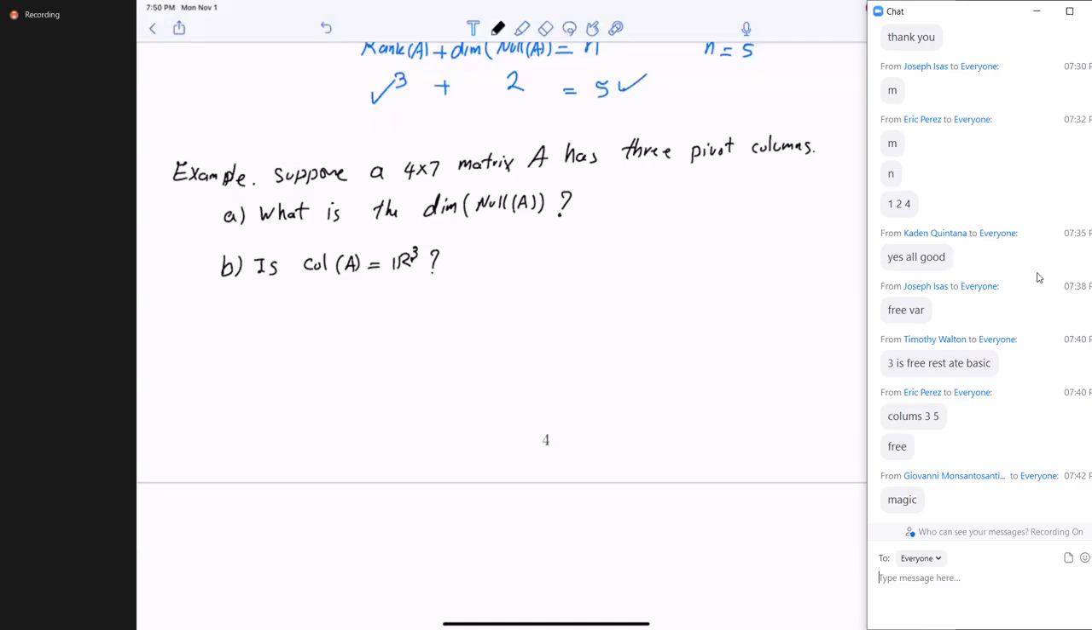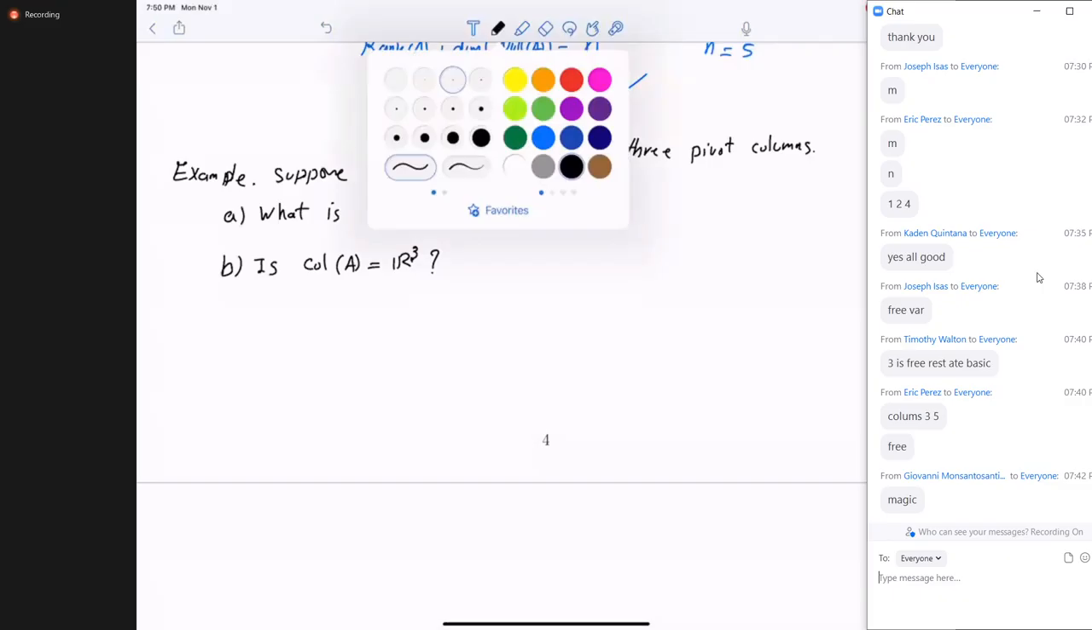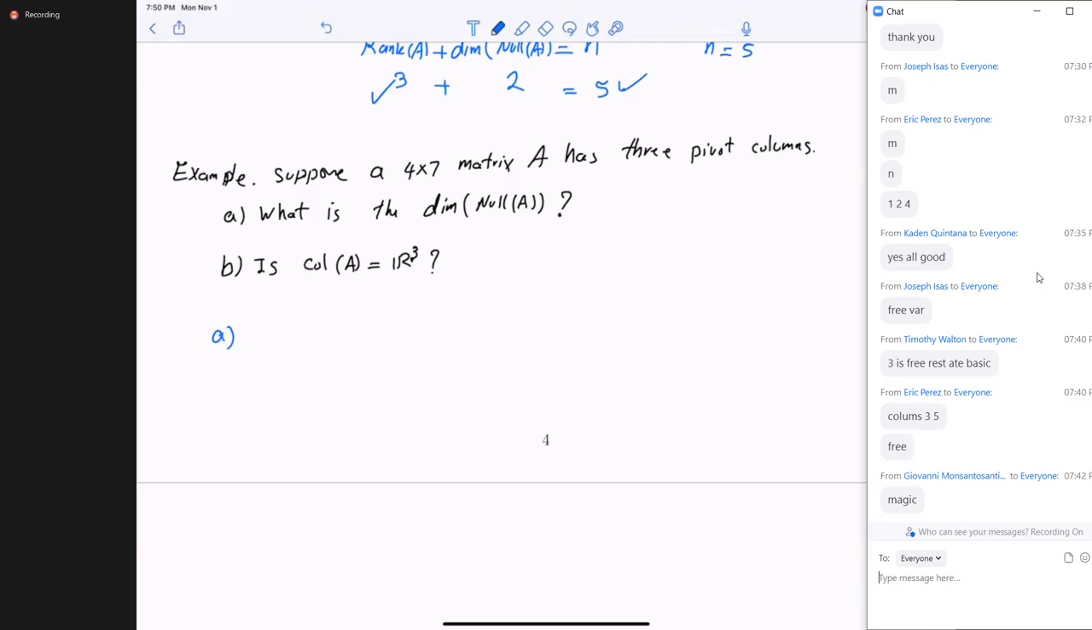So I think that Giovanni wants to explain what is the null space of A, right? Ready, Giovanni? Yeah, I can go. Since it's a 4x7 matrix, that means that n equals 7. And since it has 3 pivot columns, the column space of A is 3. So that'll make the null space of A 4, because 7 minus 3 is 4. Thank you, Giovanni.